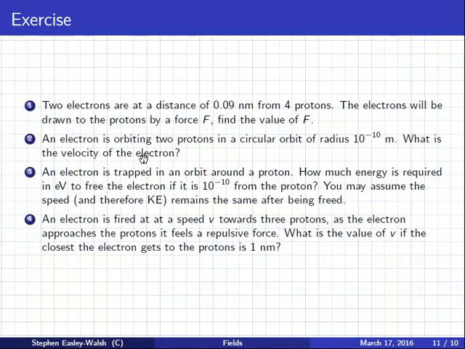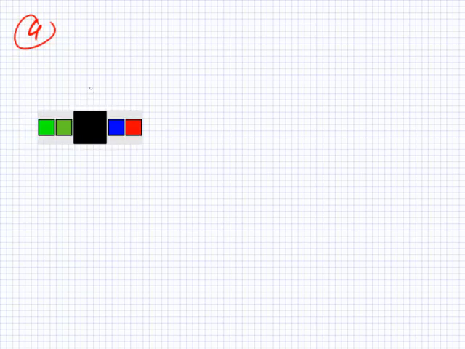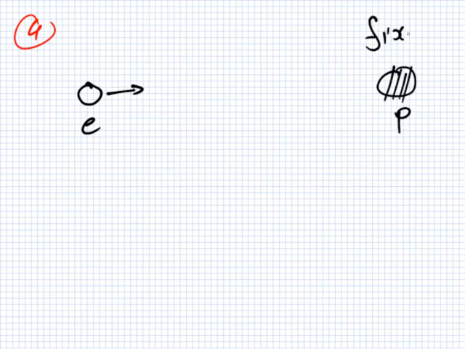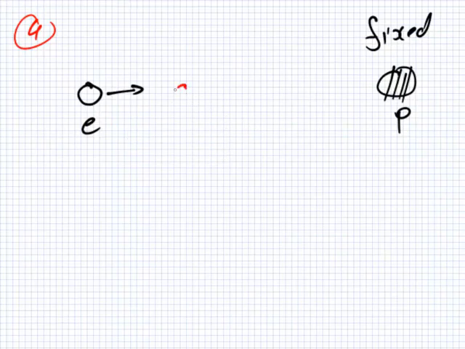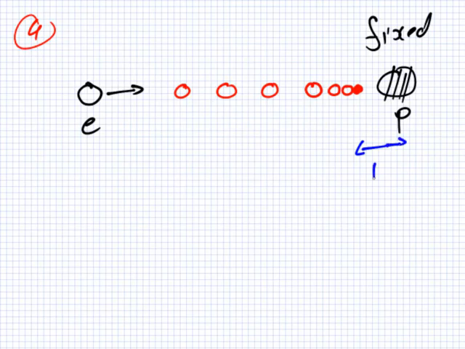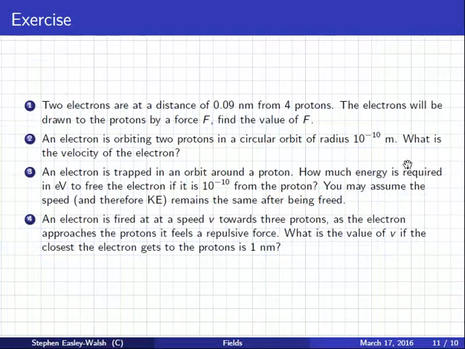Okay, so for the last one, you have an electron fired at a proton, and we imagine that the proton is fixed. And then what's going to happen is the electron is going to get closer and closer to the proton, and then it can't get any closer, and then it starts to get pushed away from the proton. So this distance here is 1 nanometer, I think I said.